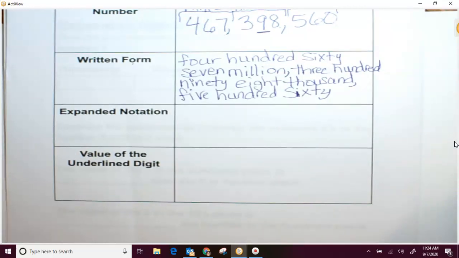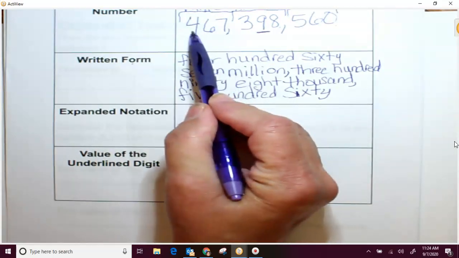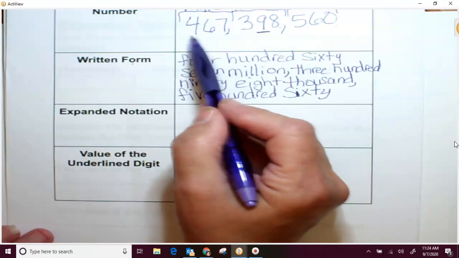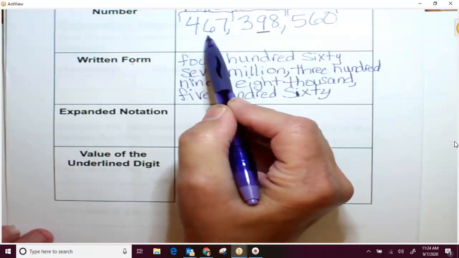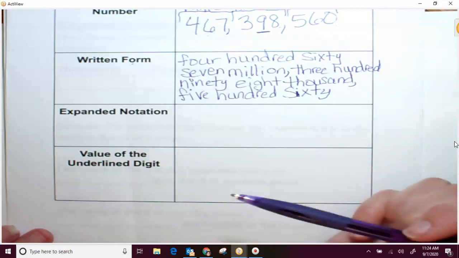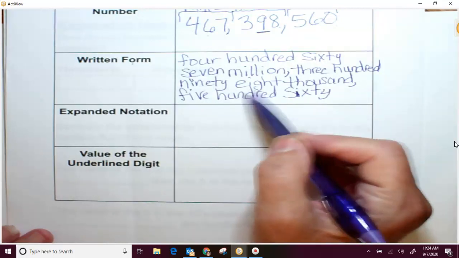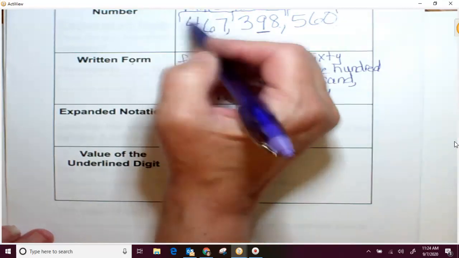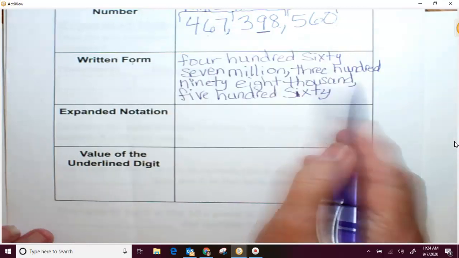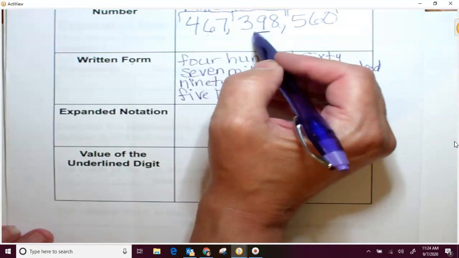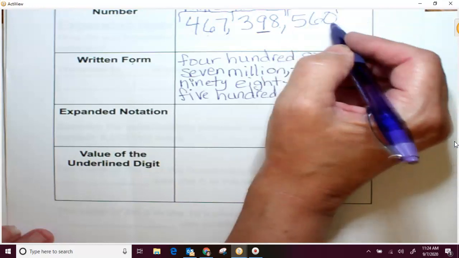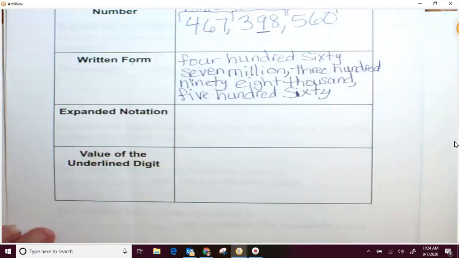But anyway, for expanded notation, I'm going to go back up to my original number, my initial standard form of the number. If you always go back to the standard form of the number, that's the easiest way to write all the different forms. Of course, sometimes you're going to be given the written form and you have to go into there, but you can just write 467 million, write it down, comma, 398,000, write it down, comma, 560, write it down.